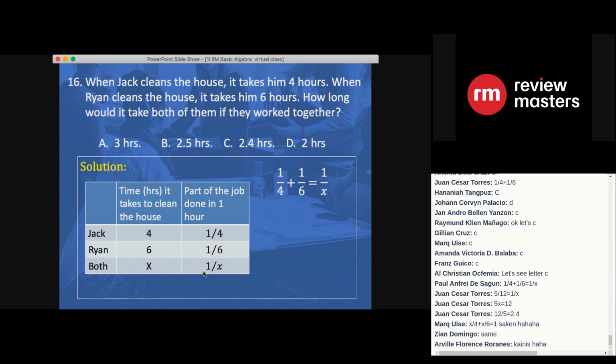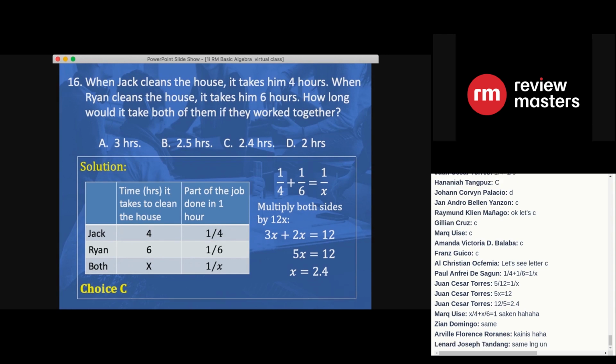Okay? So multiply both sides by 12x. So you have here 3x plus 2x is equal to 12. 5x is equal to 12. And then that is 2.4 hours. Okay? So pag silang dalawa ay nag-work, that is 2.4 hours and that is choice letter C. Okay? So very good. Most of you got it correctly.